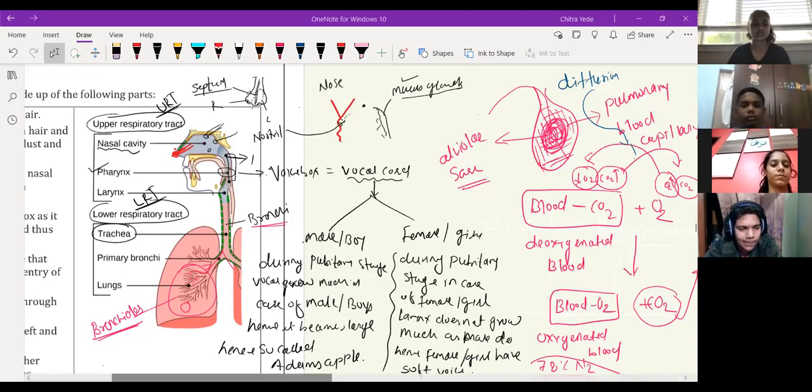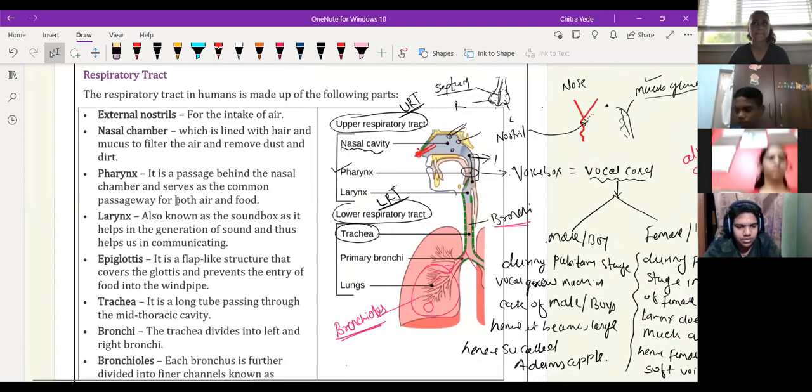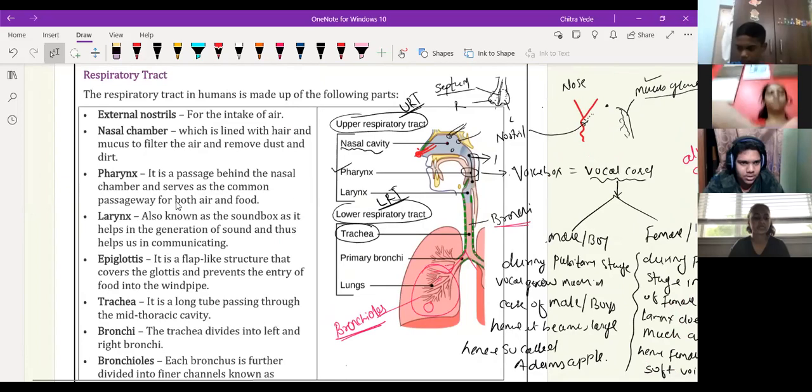So I'm going to move the screen aside. One more thing we have kept here is the epiglottis. It is very important. See, the epiglottis is present over here, and it regulates the passage of food into the esophagus and air into the trachea. So let's discuss the epiglottis, and we will discuss each point.